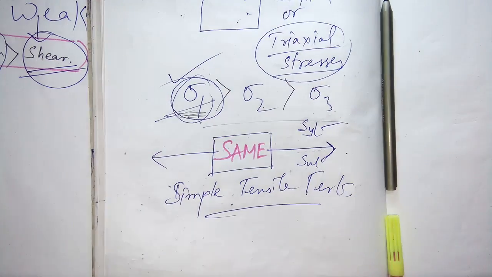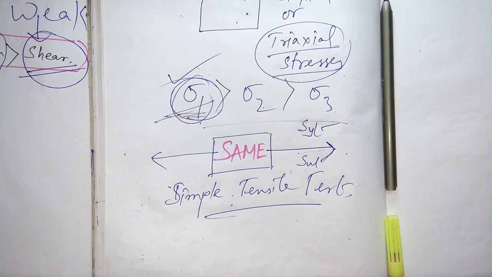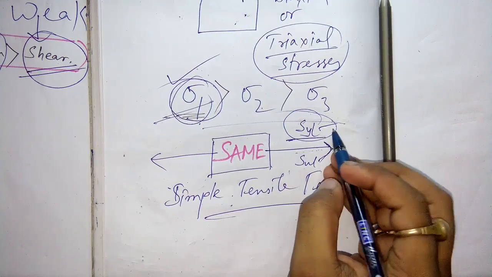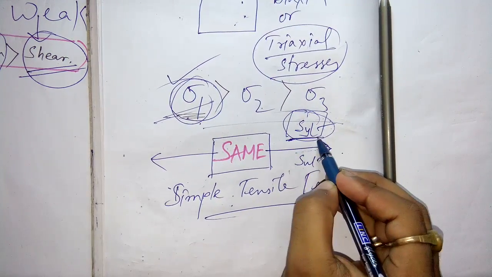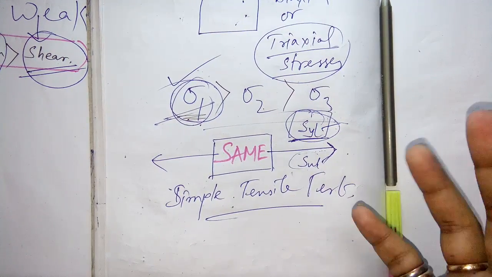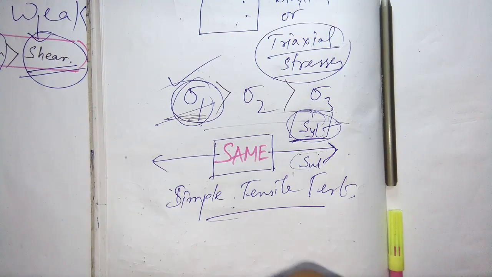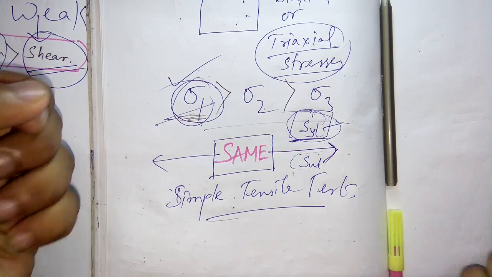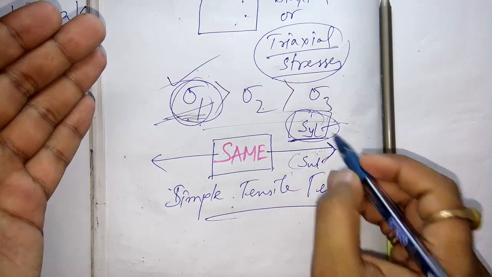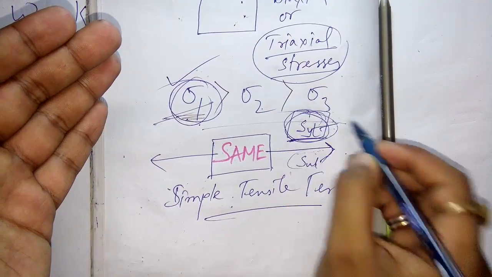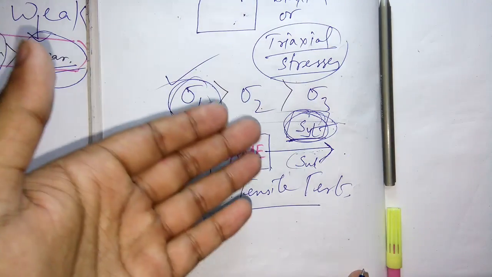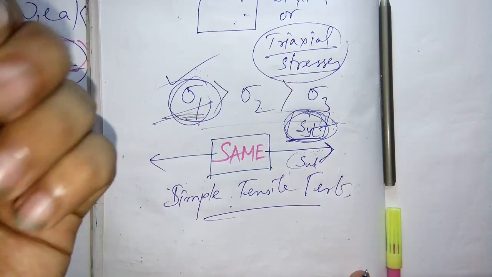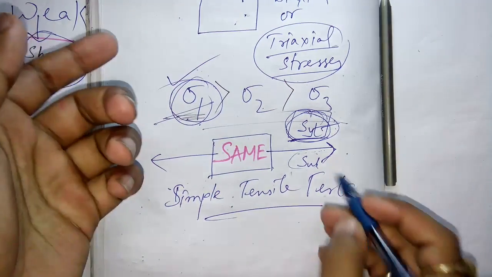Due to this application of tensile force, you will find that this object has two values, SYT and SUT. Of course, there will be two stresses, SYT and SUT. Try to understand, very simple. You have applied some tensile force, and due to that tensile force, SYT amount of stress is induced. SYT is the yield stress in tension.